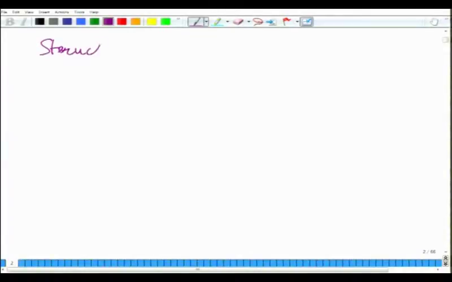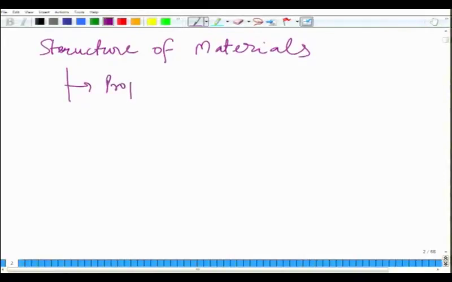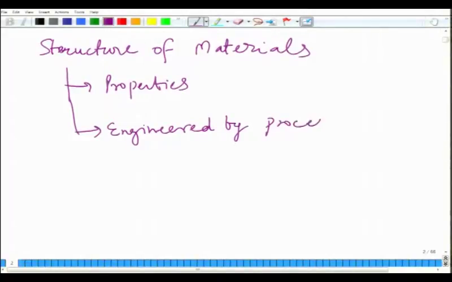Okay, so as I said, we looked at the structure of materials. Why is it important to study? Because it affects the properties, and structure can be engineered by process. So, since it affects the properties, it also affects the applicability.